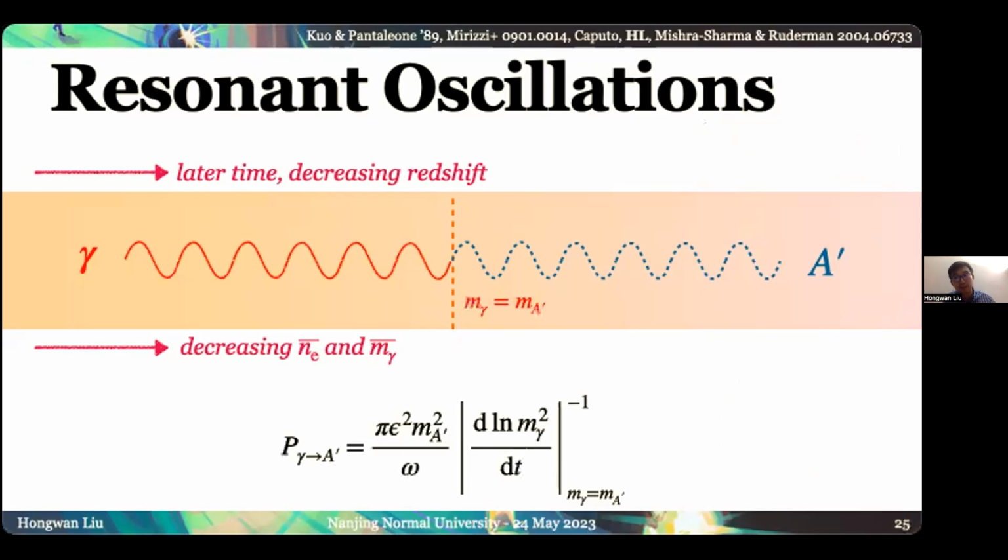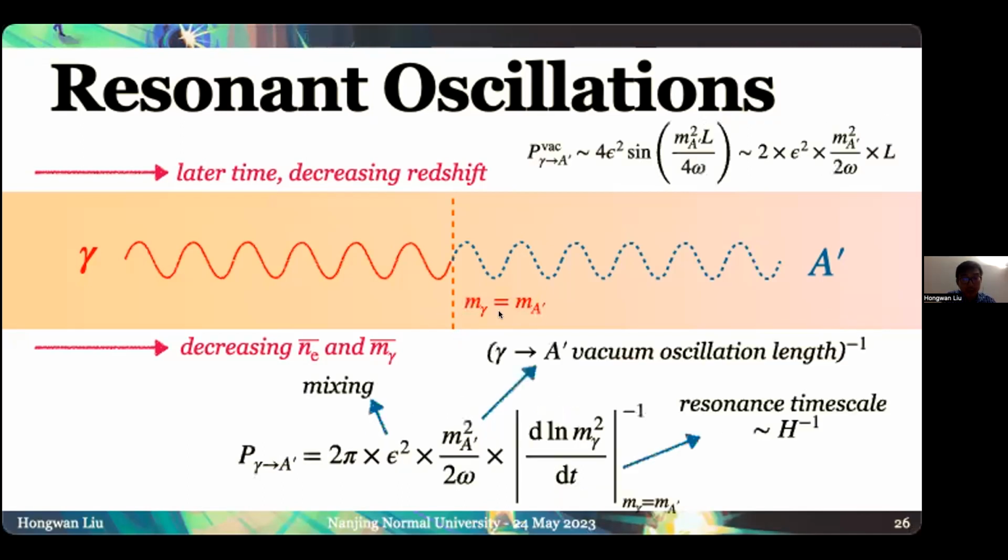And the answer just looks something like this. It's proportional to the mixing squared, which is something that we would expect. It's proportional to the inverse of the vacuum oscillation length that I told you about earlier on, which was omega over m_A' squared. And then it's proportional to how slowly the two states pass each other at the resonant condition. If the two states stayed at the same energy levels for a long period of time, then the probability of conversion between one state and the other goes up.